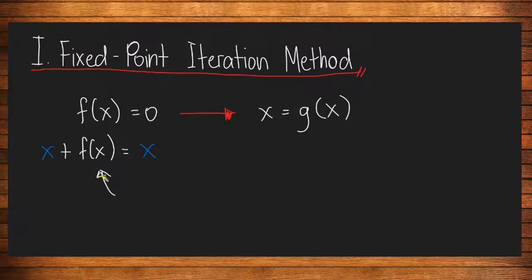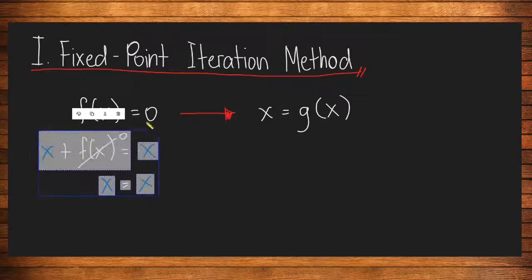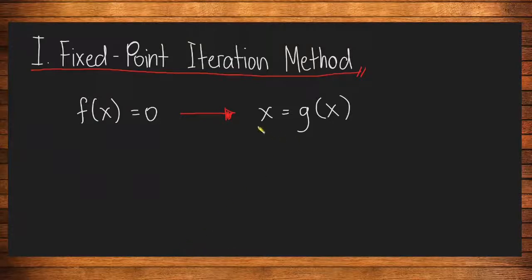Now if we substitute the solution or the root of our function here, we can see that our f of x will be reduced to 0. Therefore, we will be left with x equal to x. Again, yung left side natin dito, which is now x plus 0, yan yung g of x natin. Okay? So, ibig sabihin, when x is the solution of f of x, then the left side and the right side of x equal to g of x are equal.